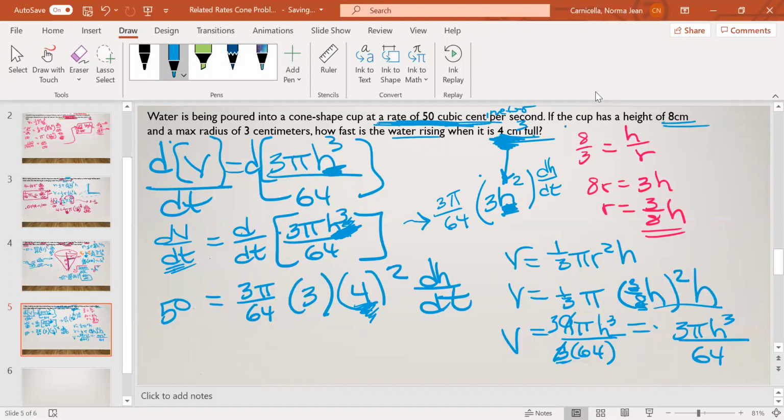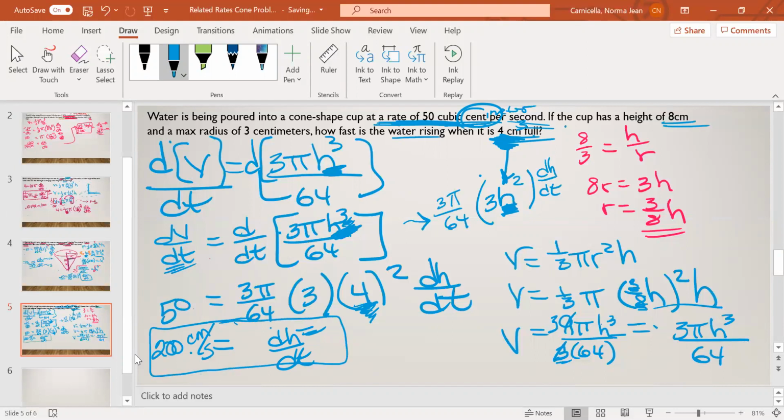So now, after working everything out, I'm going to end up with 200 is equal to dh dt. And what are my units? Well, I'm in centimeters, per, and what's my time? Per second. And that's your answer.